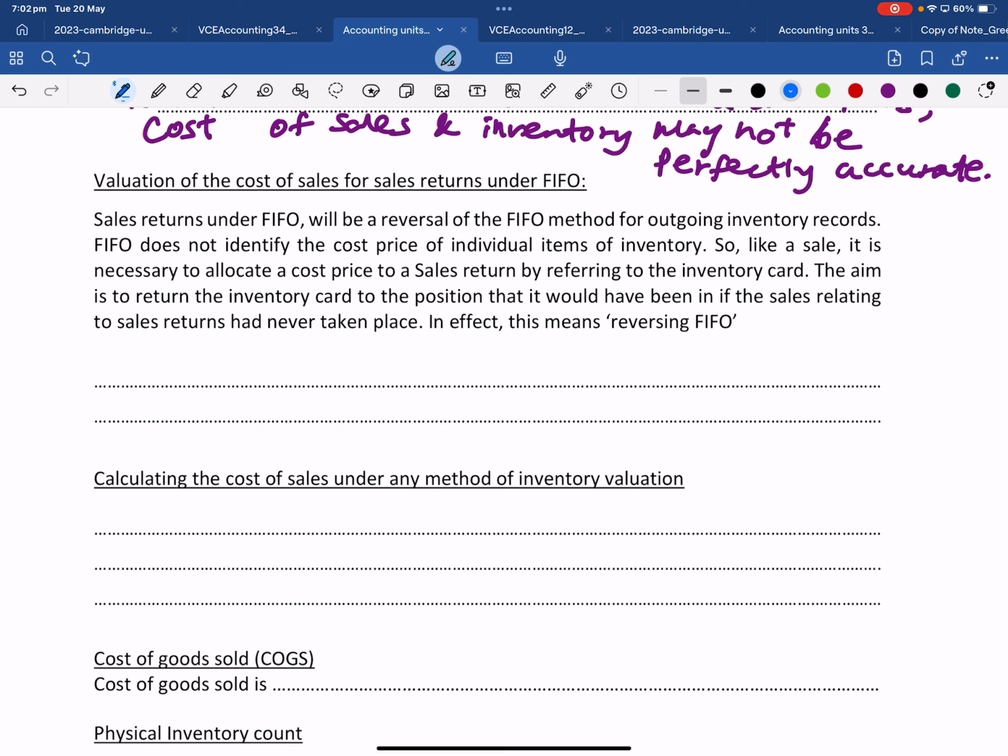Okay, guys. Physical, sorry, where are we now? Reversing FIFO.